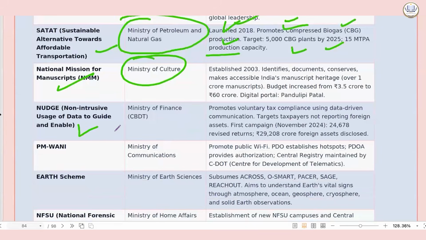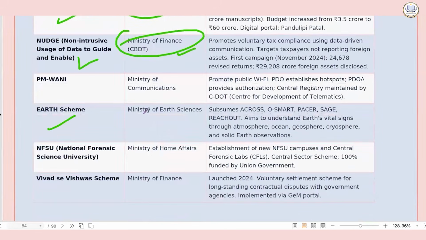Nudge: non-intrusive use of data to guide and enable. Ministry of Finance. CPC promotes voluntary tax compliance using data-driven communication, targeting taxpayers not reporting foreign assets. Then we have the Earth Scheme under the Ministry of Earth Sciences, which subsumes OSMART, PACER, SAGE, and REACHOUT. It aims to understand Earth's vital signs through atmosphere, ocean, geosphere, cryosphere, and solid Earth observation.